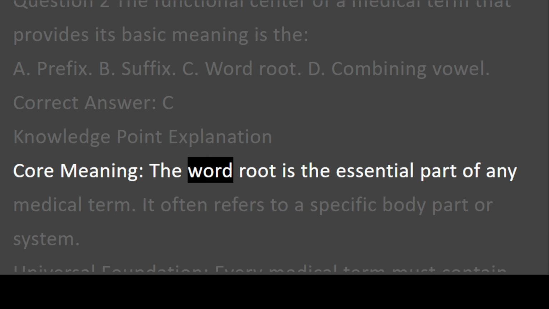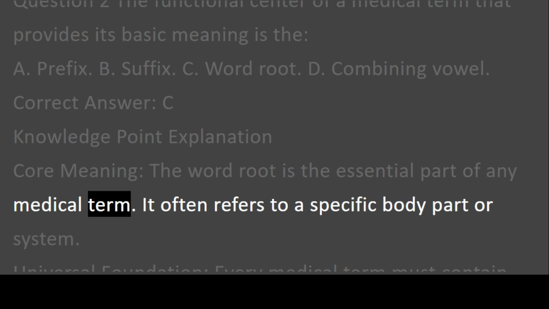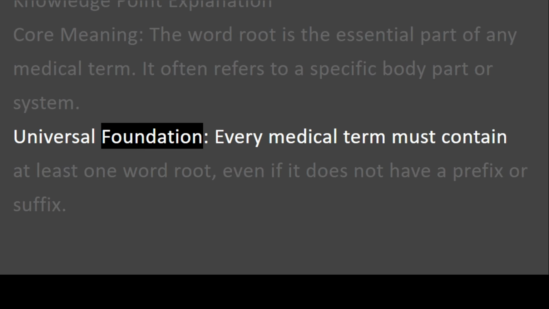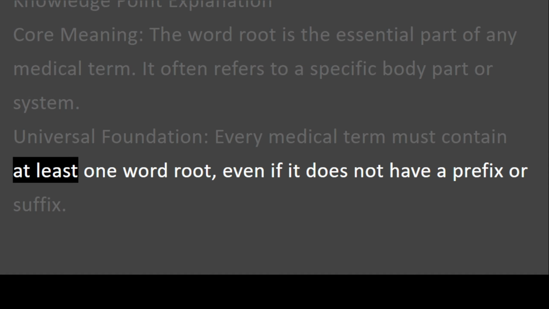Knowledge point explanation. Core meaning. The word root is the essential part of any medical term. It often refers to a specific body part or system. Universal foundation. Every medical term must contain at least one word root, even if it does not have a prefix or suffix.